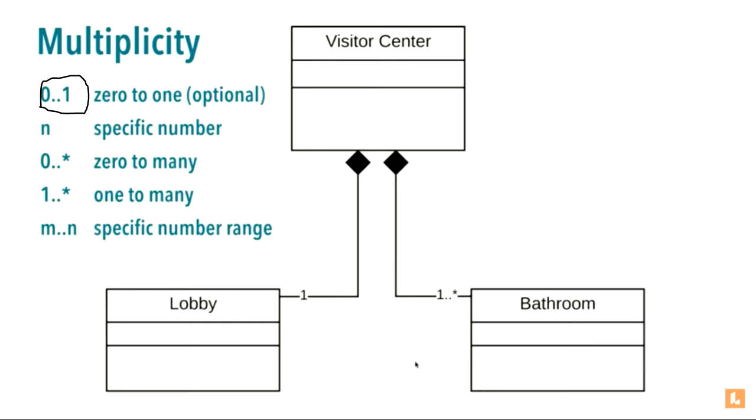Then it is n. N means a specific number. For example, here we have written 1. How will you read it? If you want to read this 1, you have to reach this 1. You have to reach this 1. So visitor center has one lobby.